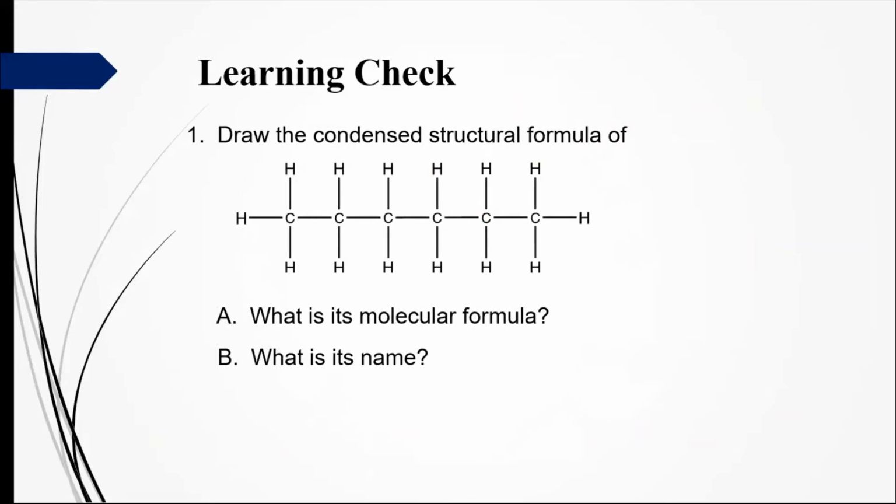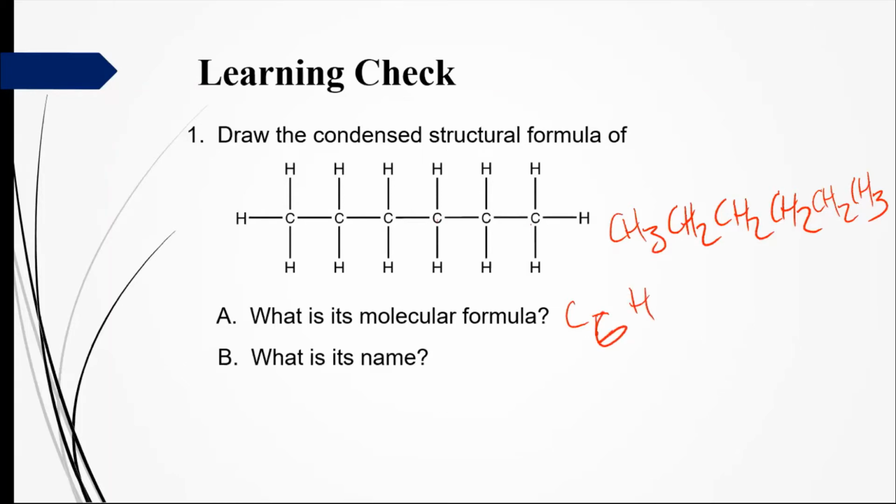So try this one as well. Draw the condensed formula for it. What's its molecular name? Oh, sorry, what is its molecular formula, and then what is its name? So you want to pay attention to the terminology because it is specific. It does give you a clue of what we're looking for. So a condensed one should be CH3, CH2, CH2, CH2. We should have 1, 2, 3, 4, 5, 6. So we have 4, 5. The last one should be CH3. Molecular formula is going to be C6, H14.